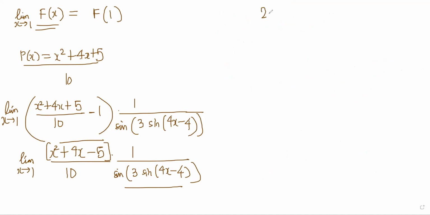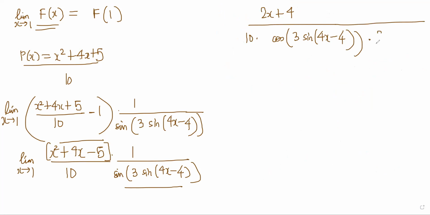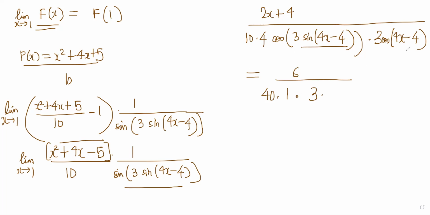If you use L'Hospital's rule here, you get 2x plus 4 on top, divided by 10 cos of 3 times sine of 4x minus 4 multiplied by 3 cos 4x minus 4 multiplied by 4, right? So this is what we are getting. And notice that x tends to 1, now it is not 0 by 0. So you'll get 2 plus 4, 6 by 40 cos of 0, which is 1, and 3 cos of 0, which is also 1. So it is going to be 2 by 40. So 1 by 20 is coming out to be my limit.